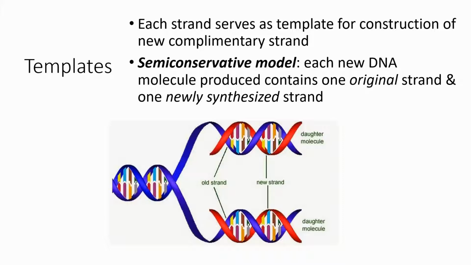This is important because your cell has ways to mark the original strand. It'll add what are called methyl groups, so CH3s, to the old strand to mark it, and then it can go back and proofread, double check, and make sure that the new strand of DNA that's been synthesized has a matching sequence to the old strand.